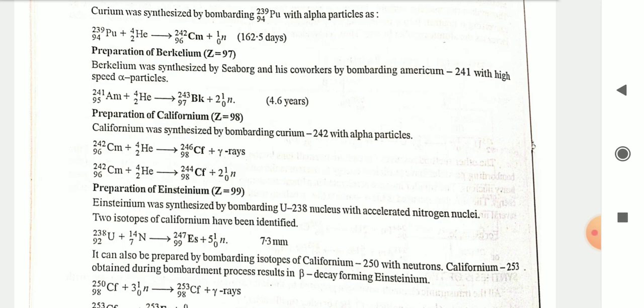U-92-238 plus n-0-1 will give Es-99-47 plus 5 and 0-1. It can also be prepared by bombarding an isotope of californium-250 with neutrons. Californium-253 obtained during the bombarding process results in beta decay, giving einsteinium.